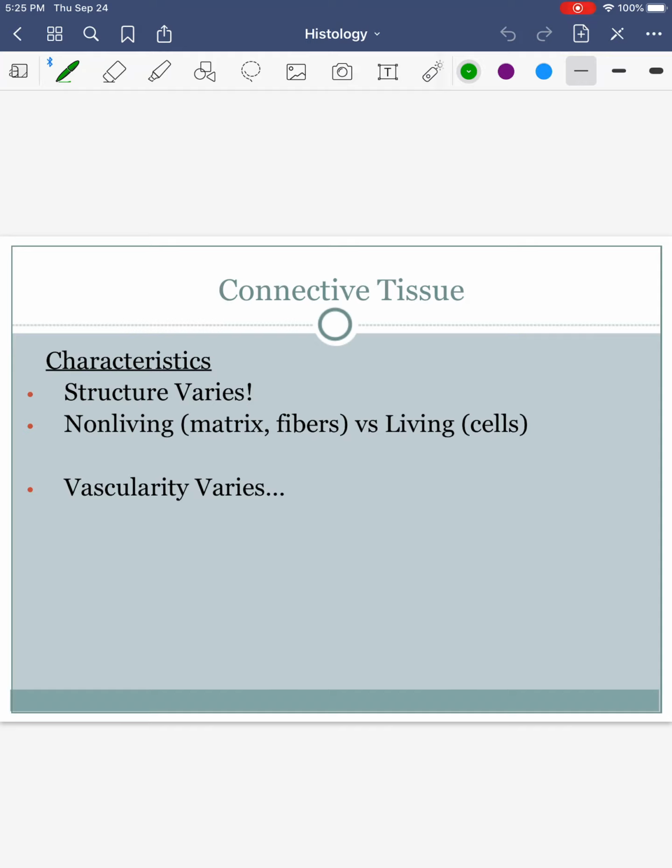Here we are for our Histology number 2 lab. If you recall, in the first half of the histology, we covered epithelial and muscle tissue. And now, in the second half, we're going to cover connective tissue and nervous tissue.